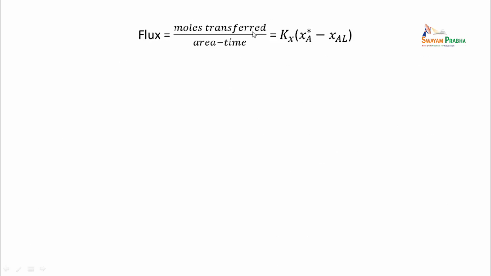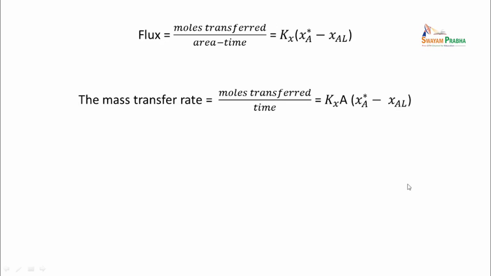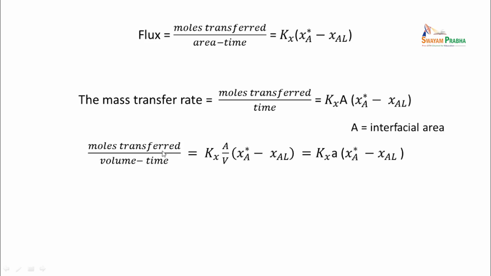And fluxes, as we saw, moles transferred, amount transferred, in this case moles transferred per area per time, so that is Kx into Xa star minus Xal. The mass transfer rate is moles transferred per time, therefore we need to multiply this by the interfacial area, because it is the area that is perpendicular to the direction of the flux. So Kx times A, interfacial area, times Xa star minus Xal, and therefore the moles transferred per unit volume, these are measurable.